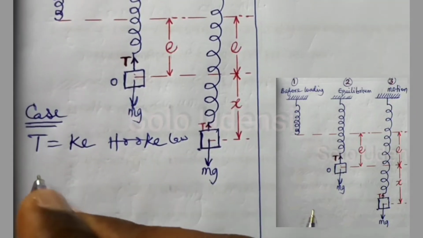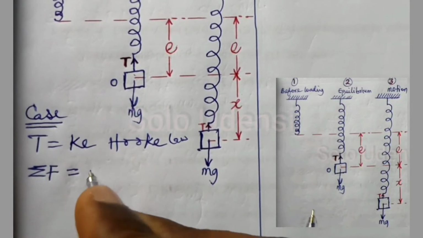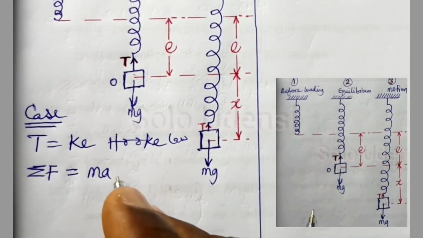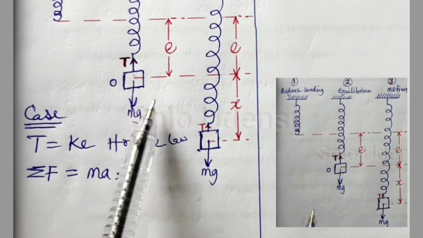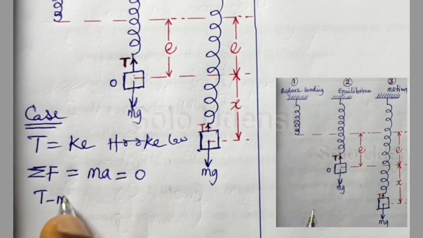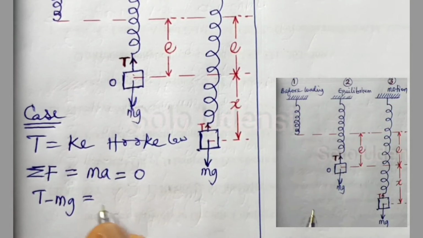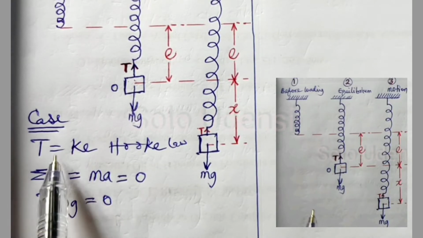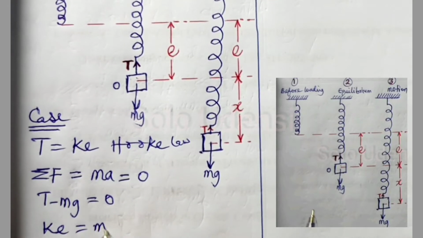And from Newton's second law, all the forces acting on it must be equal to ma. But in this case, there is no acceleration because it's at equilibrium, it's stationary, so it's zero. The forces acting on it are tension and the weight of the body. So you have T minus mg, because this is the positive side and this is the negative side pointed downwards, and we have said that T is equal to Ke. So if we substitute it here, we get Ke is equal to mg.